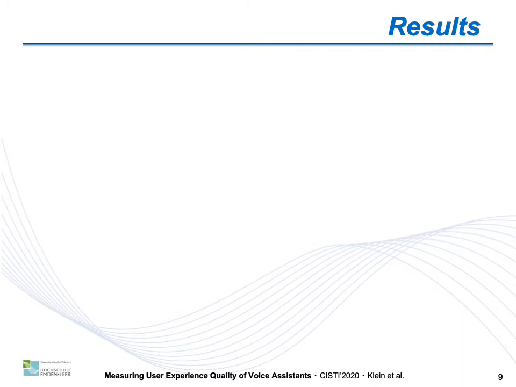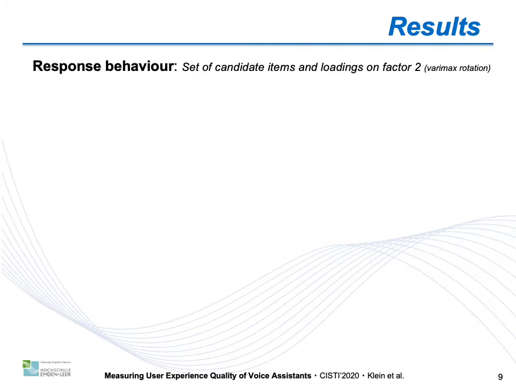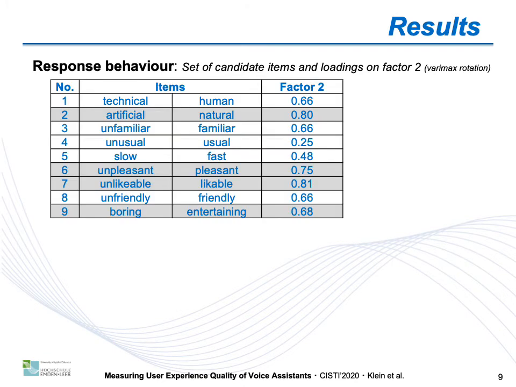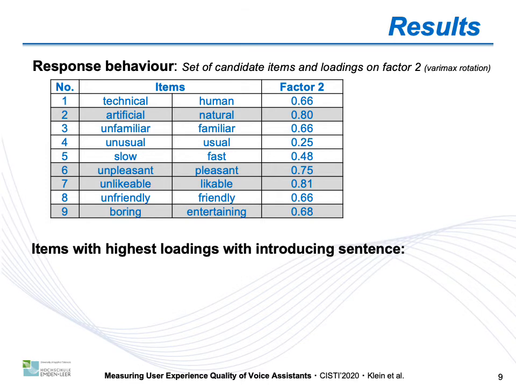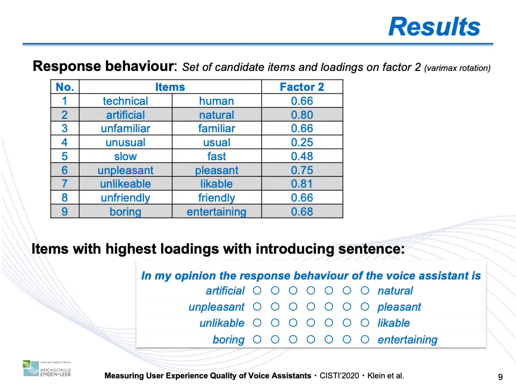So let's have a look at response behavior in detail. The table shows the item set with corresponding loadings. Items 2, 6, 7, and 9 with the highest loadings are selected with an introductory sentence as follows: In my opinion, the response behavior of the voice assistant is artificial, natural, and so on.